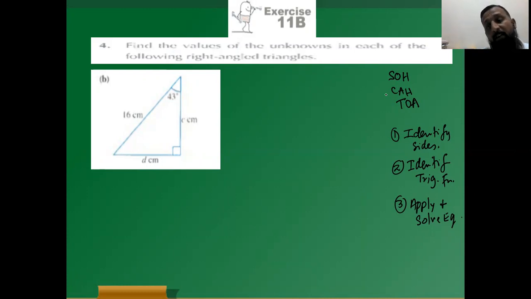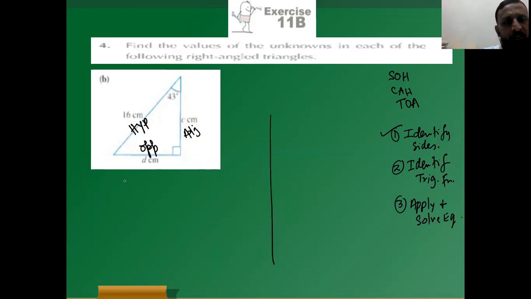Okay, first thing, identify the sides. The side opposite to the 90-degree angle is called hypotenuse. The side in front of the acute angle is called opposite, and the remaining side is called adjacent. So we identified the three sides. Next, identify the trigonometrical function. As there are two unknowns, you may make two columns. In the first column you may find C. Now this is C, and the side is adjacent and the given side is hypotenuse.